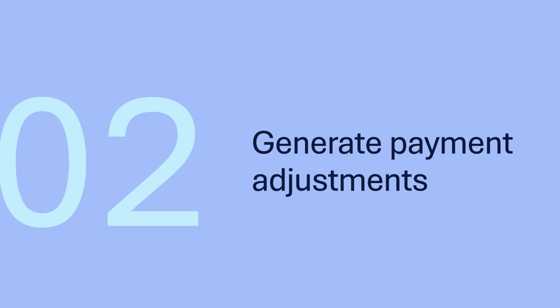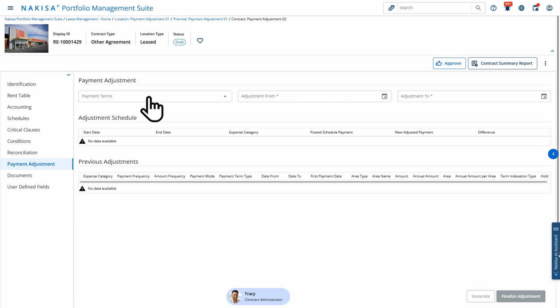In this next part, I will go over how to generate payment adjustments. I'll switch to the Payment Adjustment tab. Here I can view the payment terms and dates. I'll go ahead and select one of the updated payment terms and choose the month range from May to July 2025. Then I click Generate.